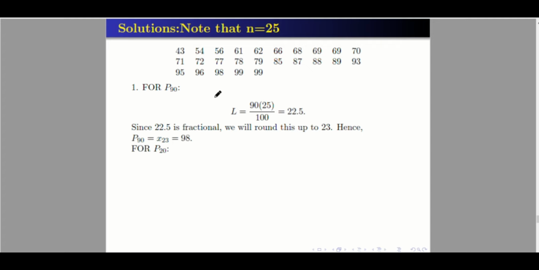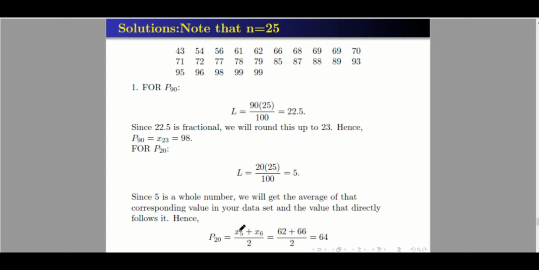Now next, for the 20th percentile, again we'll use this. The result is 5. This is a whole number. So if it's a whole number, we'll get the average of x sub 5 and x sub 6. So x sub 5 is 1, 2, 3, 4, 5, 62. And x sub 6, the data that follows it, is 66. So 62 plus 66 divided by 2 is 64. Meaning 20% of the data falls below or equal to 64.